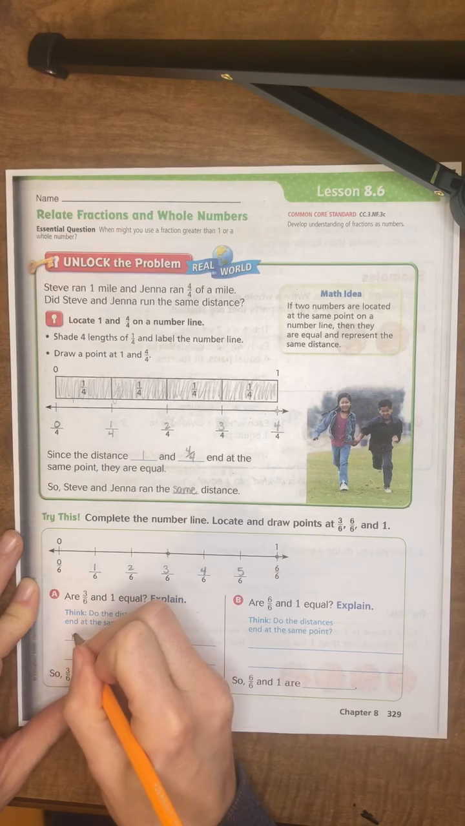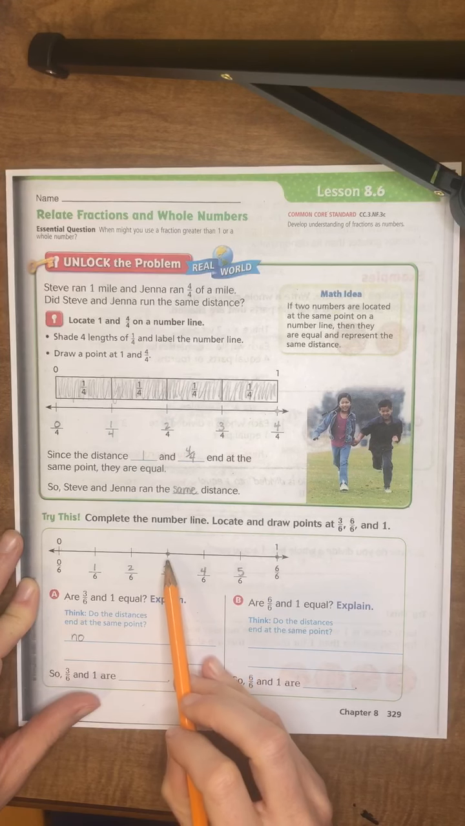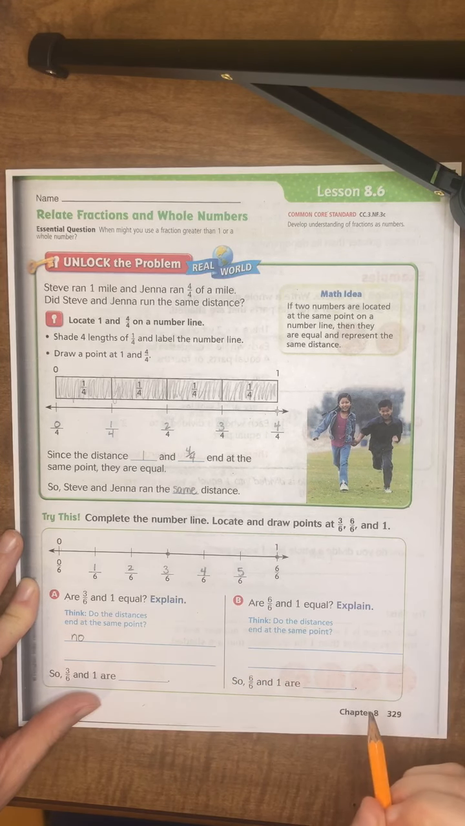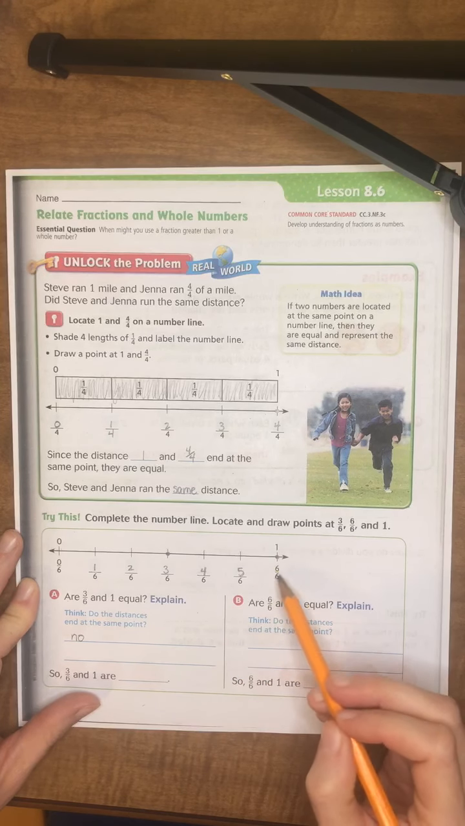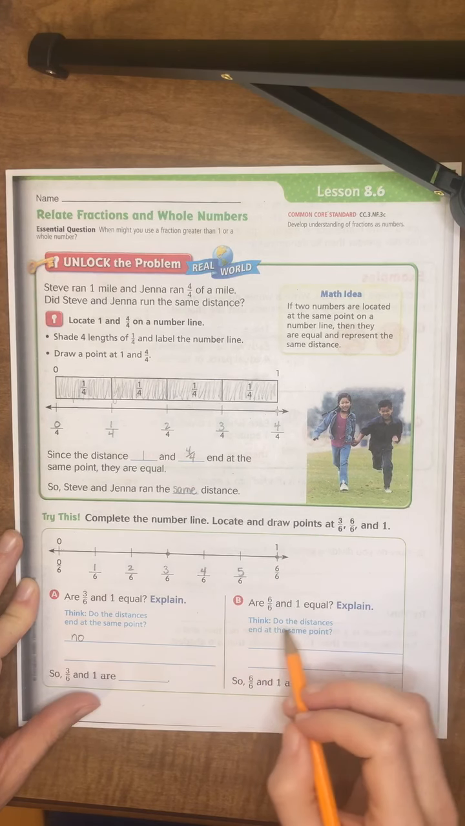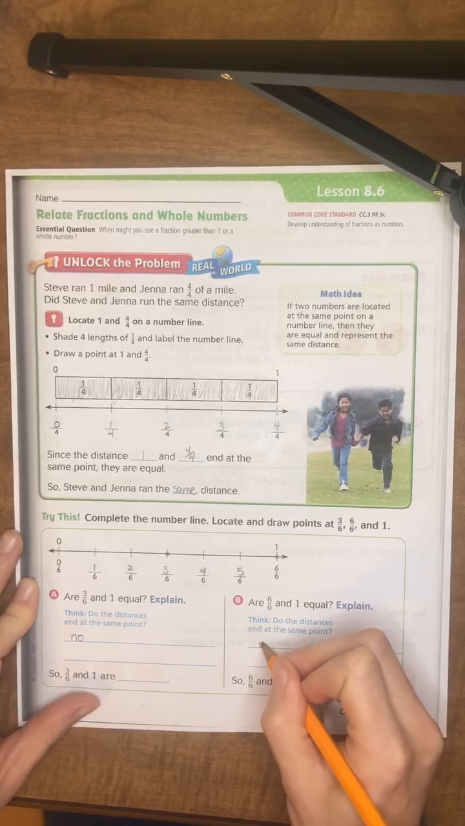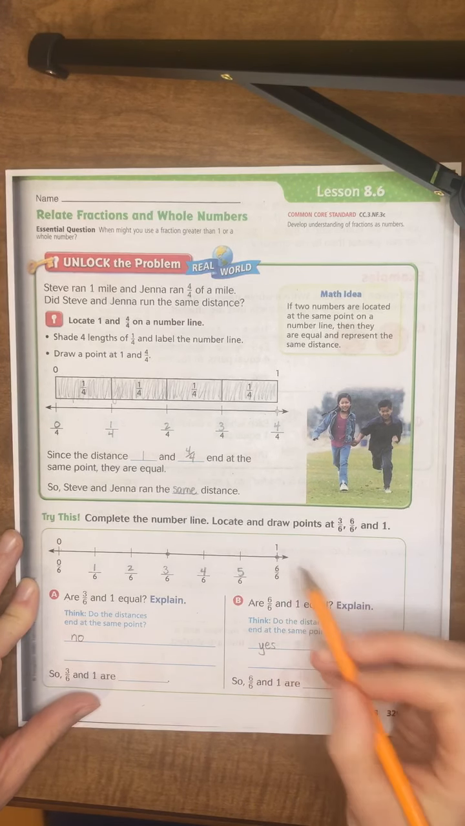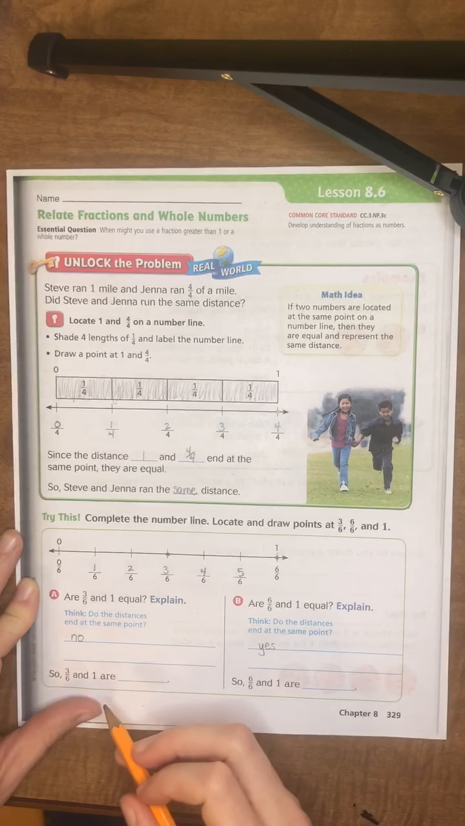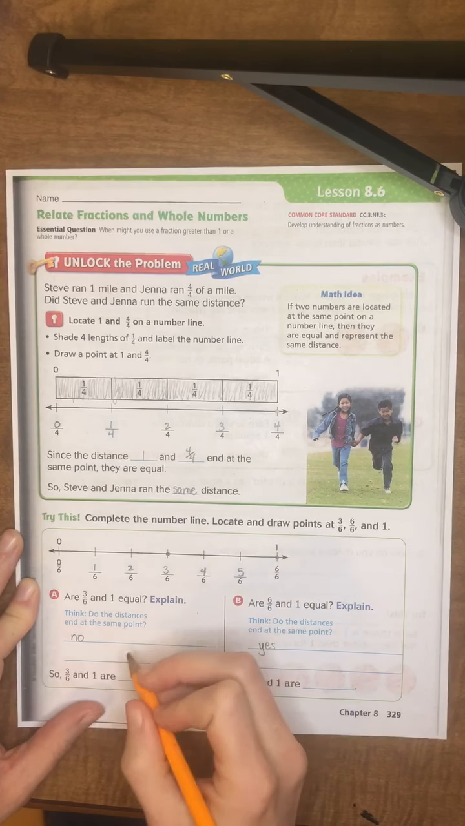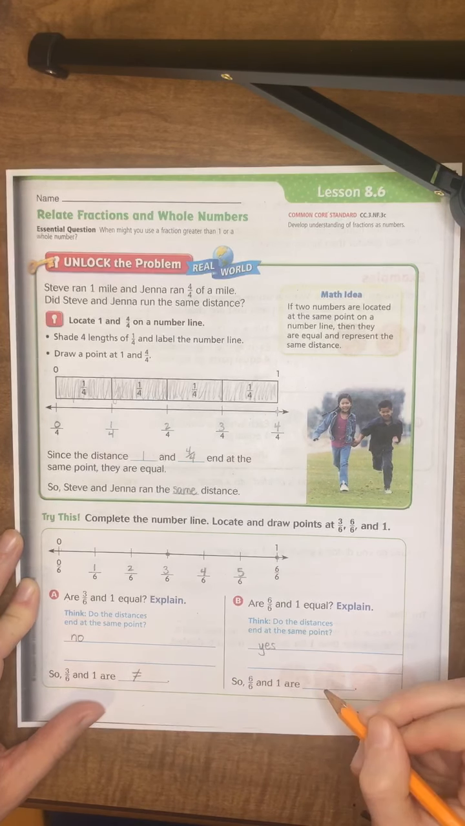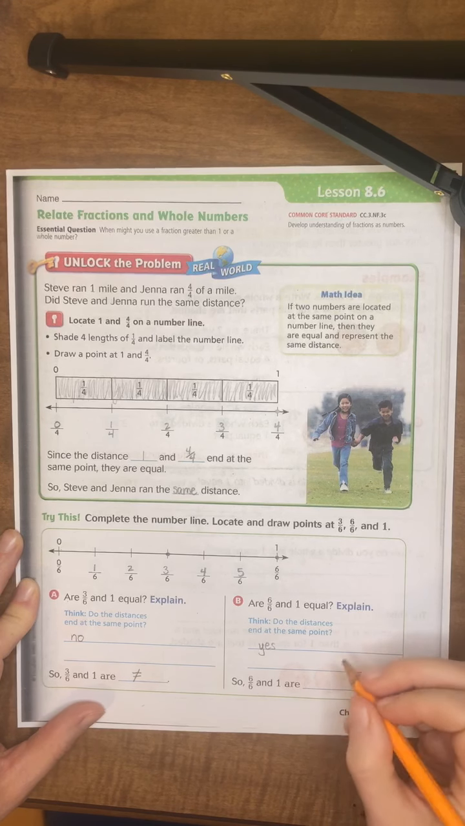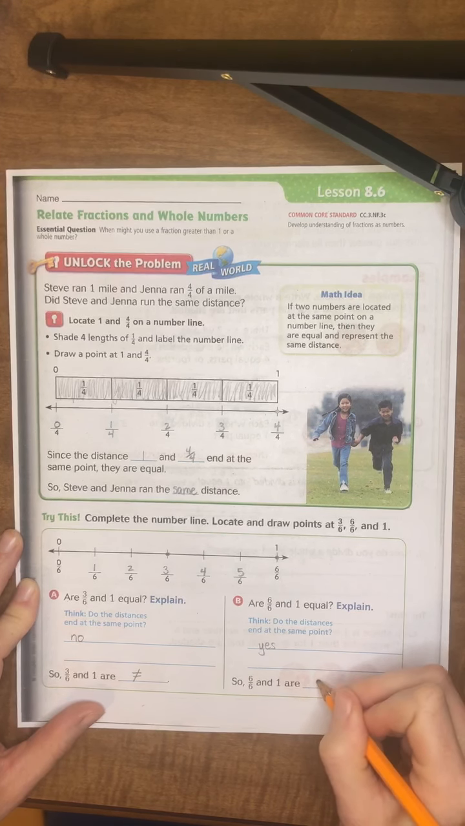No. I know this because they're at different points on the number line, as well as knowing that 3/6 is only half of 6/6 or 1. Are 6/6 and 1 equal? Yes, because they're at the same point on the number line. So 3/6 and 1 are not the same, not equal. So 6/6 and 1 are the same, so they are equal.